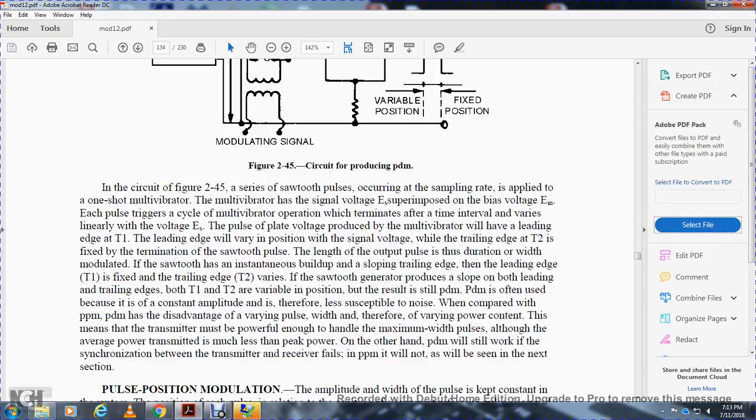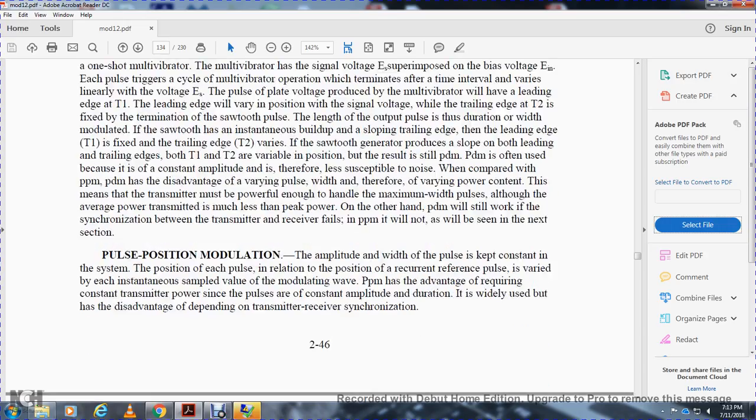Pulse duration modulation has the disadvantage of varying pulse width and therefore varying power content. This means that the transistor must be powerful enough to handle the maximum width pulse, although the average pulse power transmitted is much less than the peak power. On the other hand, pulse duration modulation will still work if the synchronization between the transmitter and receiver fails. Pulse position modulation will not, as we will see in the next section.